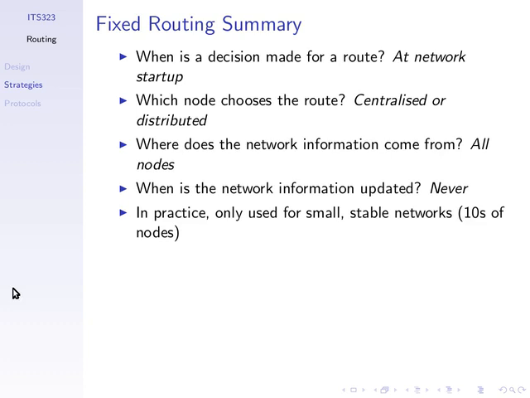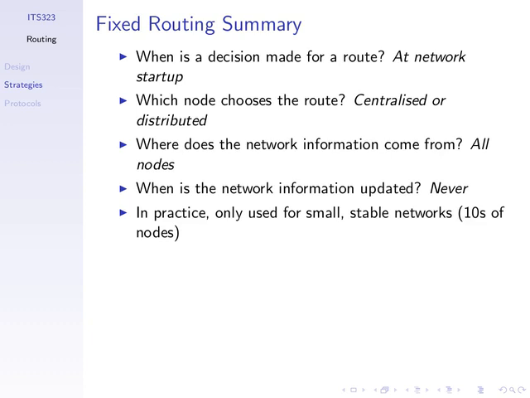So in summary, in fixed routing, we make the decision for the routes at the start of the network operation. When I build the network, I find the least cost routes. And they should not change over the operation of the network unless there's a major change in the network topology. We can either use centralized or distributed approach for choosing those routes.